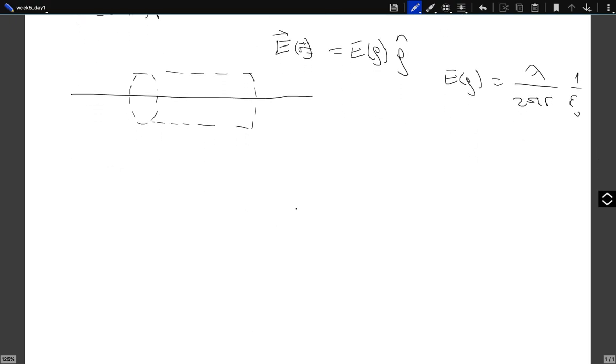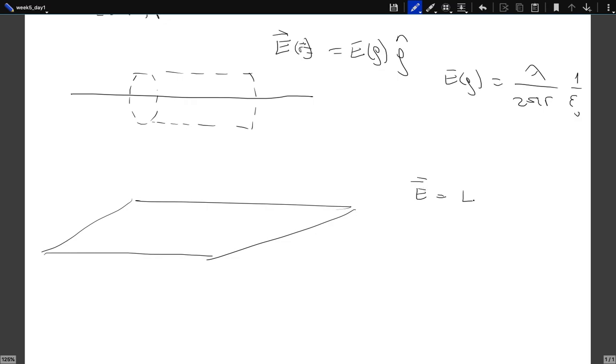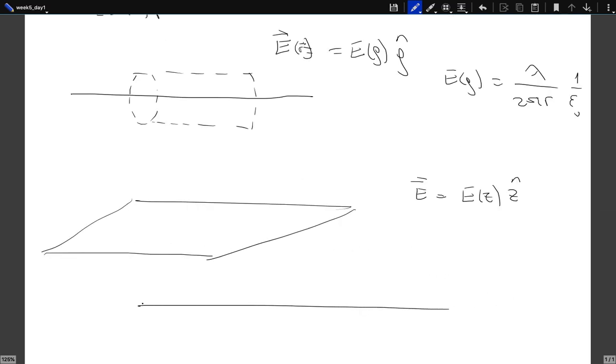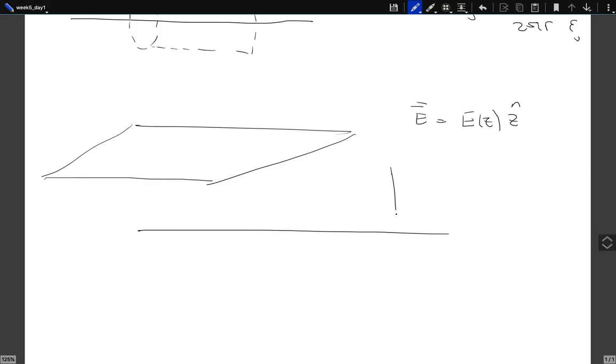And then we looked at an infinite plane. In this case, we said that the electric field can only depend on the distance from the plane, and it has to be in the vertical direction. If you just look at it from the side, the electric field lines are perpendicular to the plane, and if the plane is positively charged, they are pointing away. And they are uniformly distributed. The electric field magnitude is just sigma over epsilon zero.